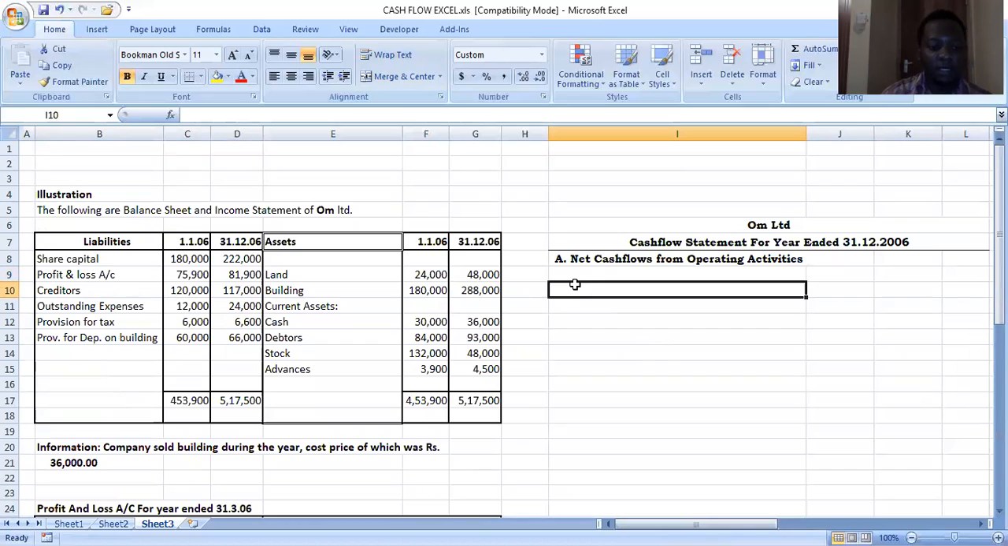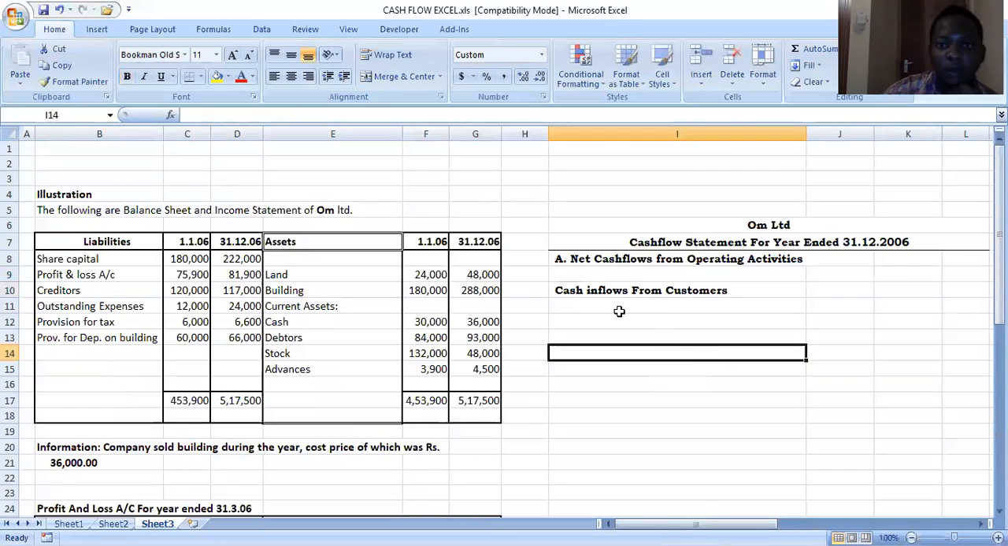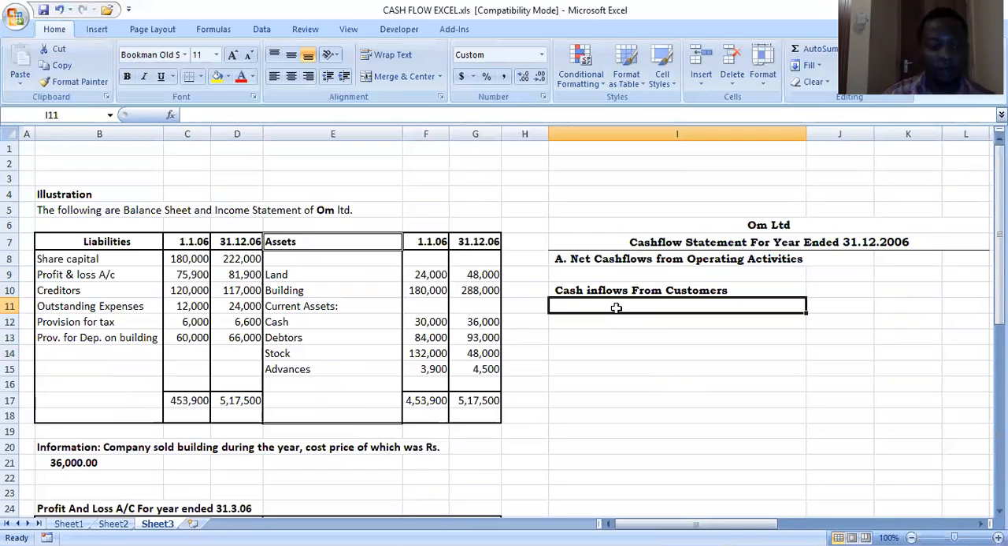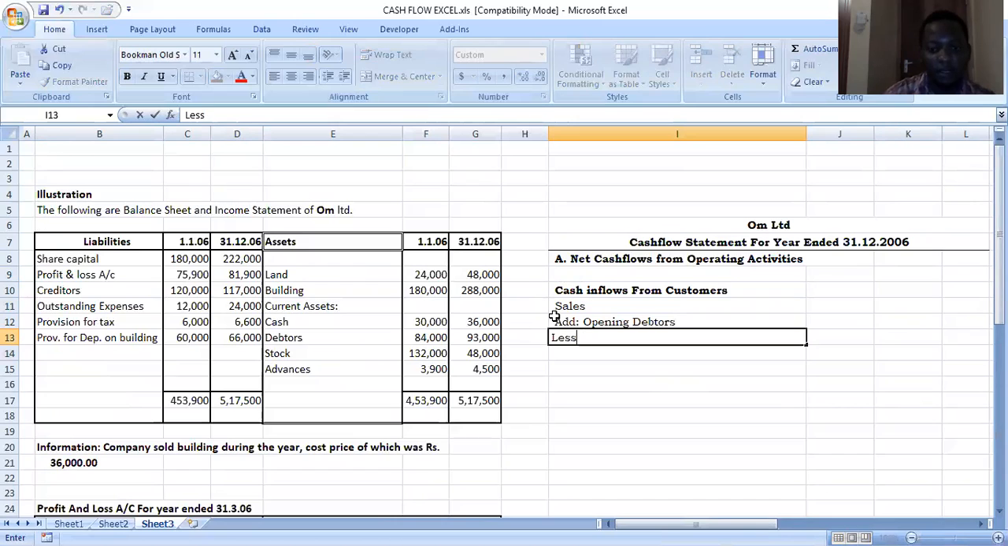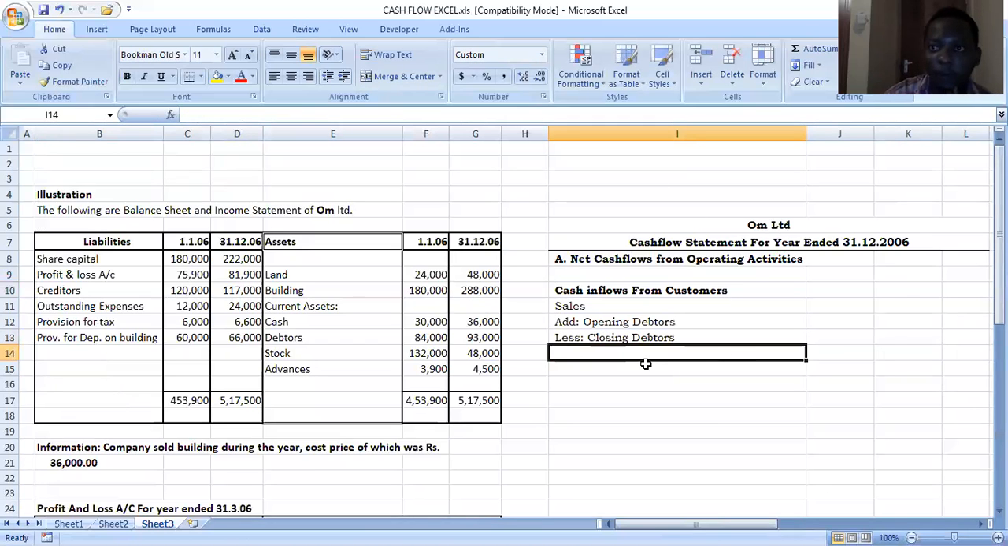So we begin with the cash inflows from customers. Referring to the notes that I sent you, cash inflows from customers is equal to sales for the year. Then we add opening debtors and less closing debtors. So we have this information in our financial statements.